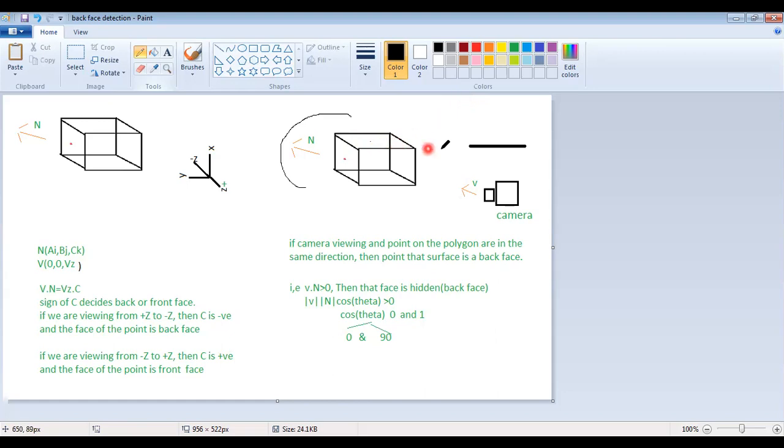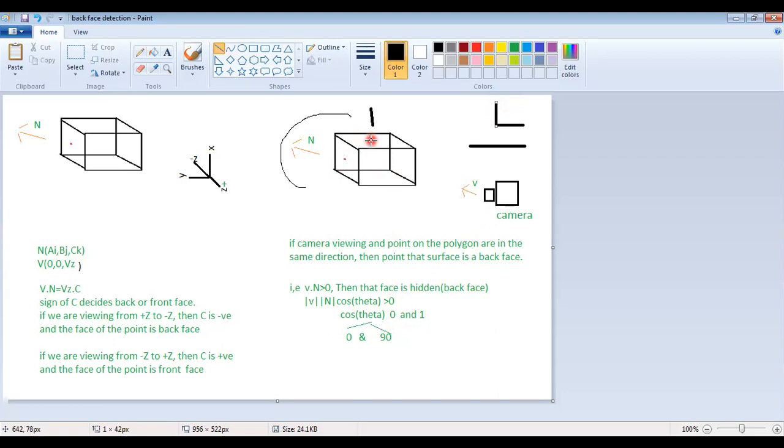Now what will be the angle between this V and N? V will be like this, a straight line. If the point is here, the N vector will be upwards. Now what is the angle between this and this? It is 90 degrees. 90 degrees means it is still invisible. If it is on the top also, it is not visible for me if I'm seeing from the front.